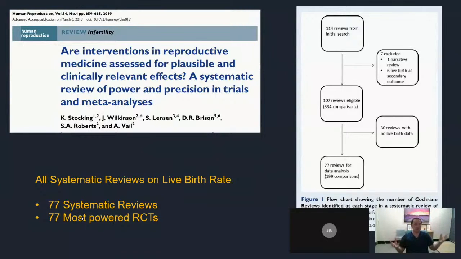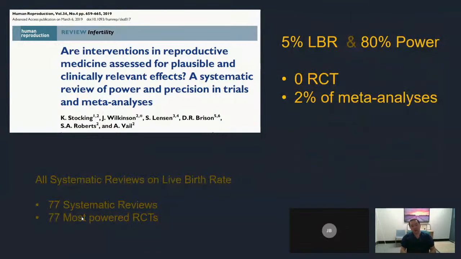They assumed, which is a correct assumption, that if the highest powered research study is underpowered or well powered, then everything else follows that. And they found, even with a very conservative assumption of a 5% increase in live birth rate, with 80% power, that literally there wasn't any randomized controlled trial which was sufficiently powered.